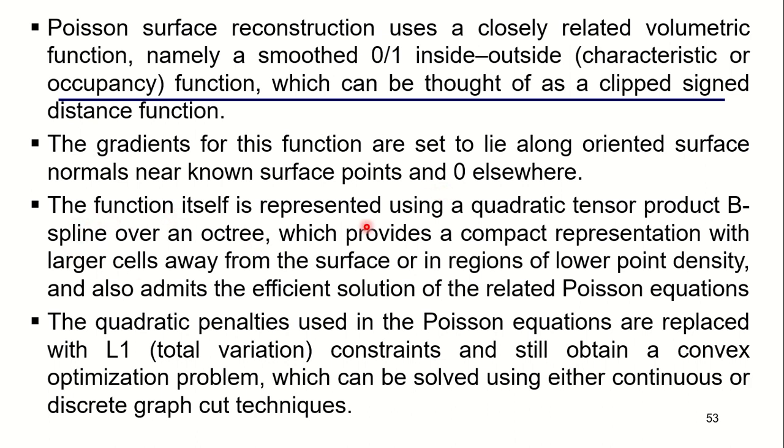The function itself is represented using a quadratic tensor product B-spline over an octree, which provides a compact representation with larger cells away from the surface or in regions of low point density, and also admits the efficient solution of the related Poisson equations. The quadratic penalties used in the Poisson equations can be replaced with L1, that is total variation constraints, and still obtain a convex optimization problem which can be solved using either continuous or discrete graph cut techniques.